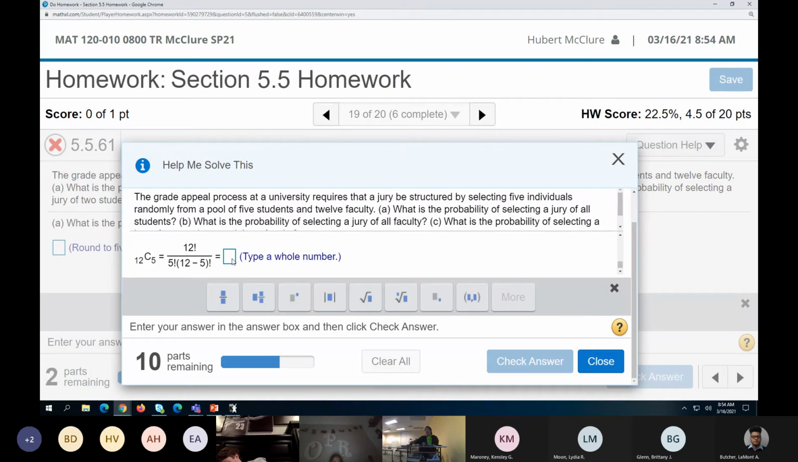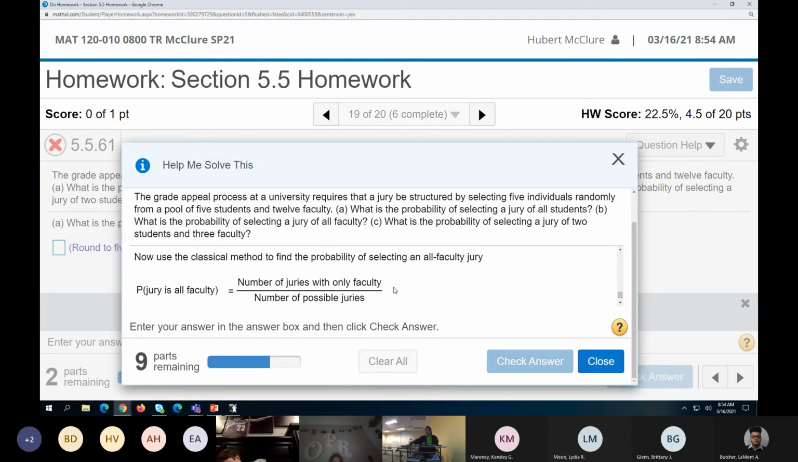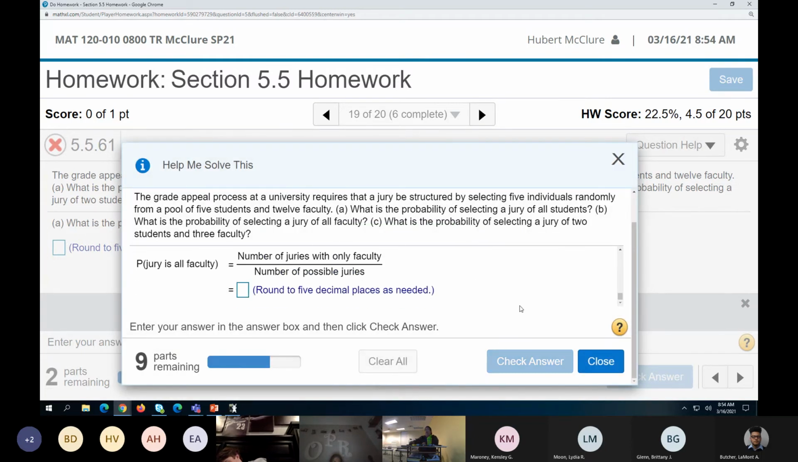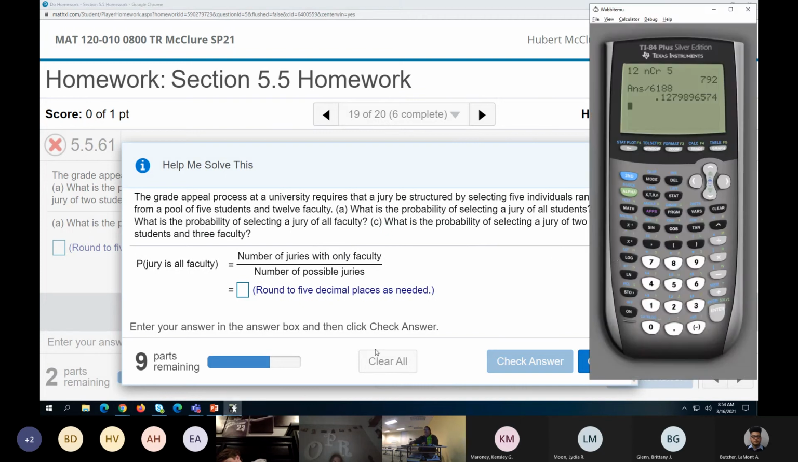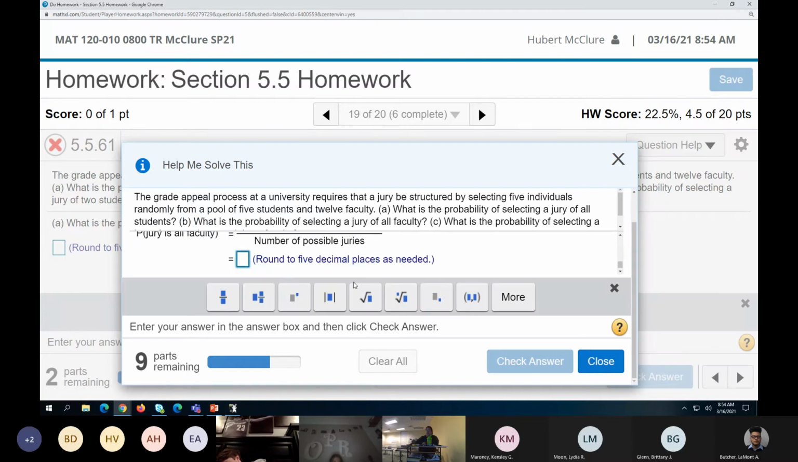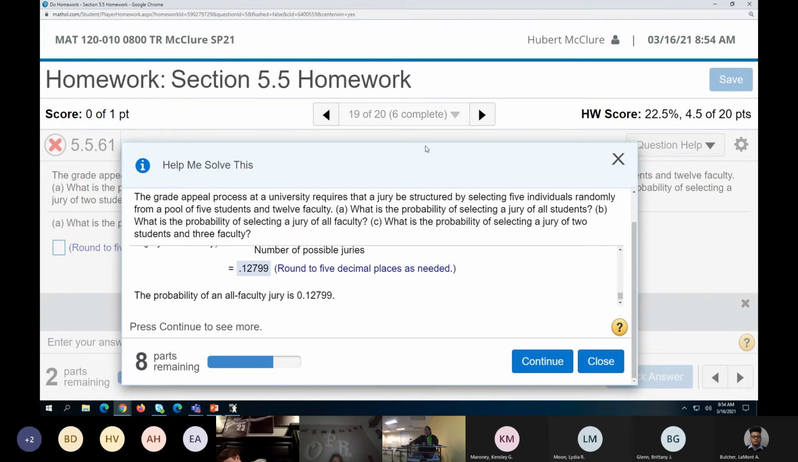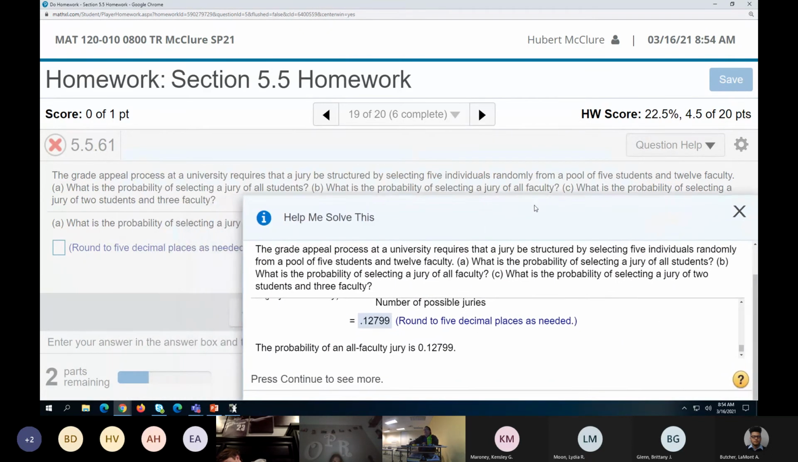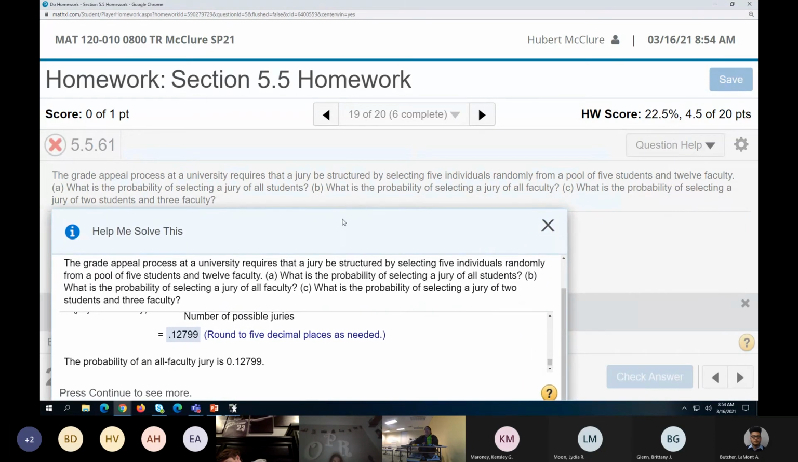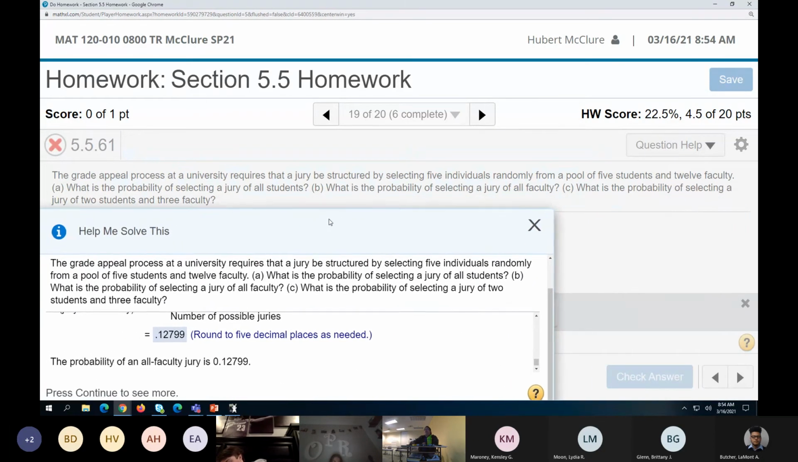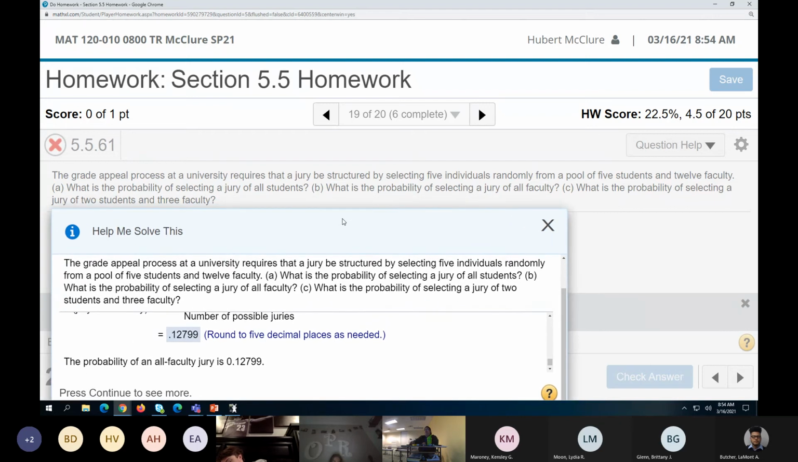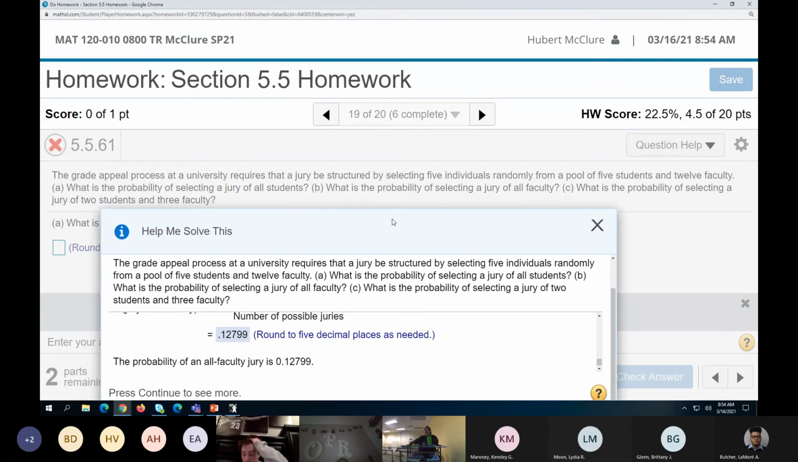So that would be 12 combination of 5. What was the number I got? 792. And now, there we go. 792, round to 5 decimal places. That's 0.12799. And what does the last one say? Is that it? What is the probability of selecting 2 students? So that would be 5 combination of 2 and 12 combination of 3.